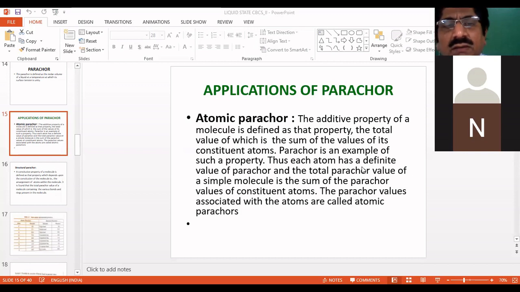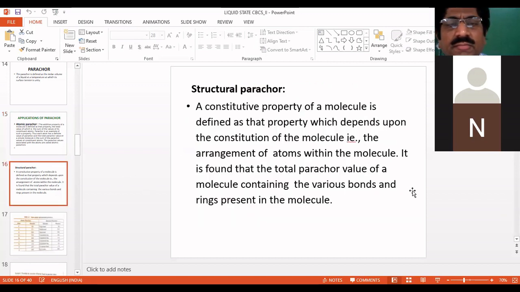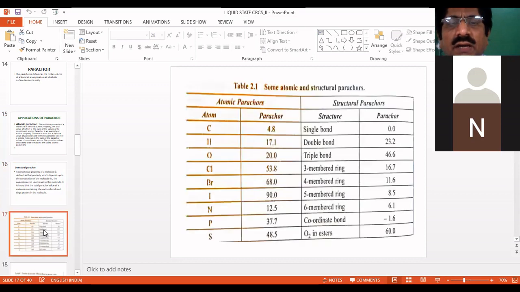Similarly, the structural parachor is the constructive property where you can see the bounds, you can add the bounds, you can multiply the bounds and the structures and so on. And I had shown you the table last time also about the atomic parachor and the structural parachor.